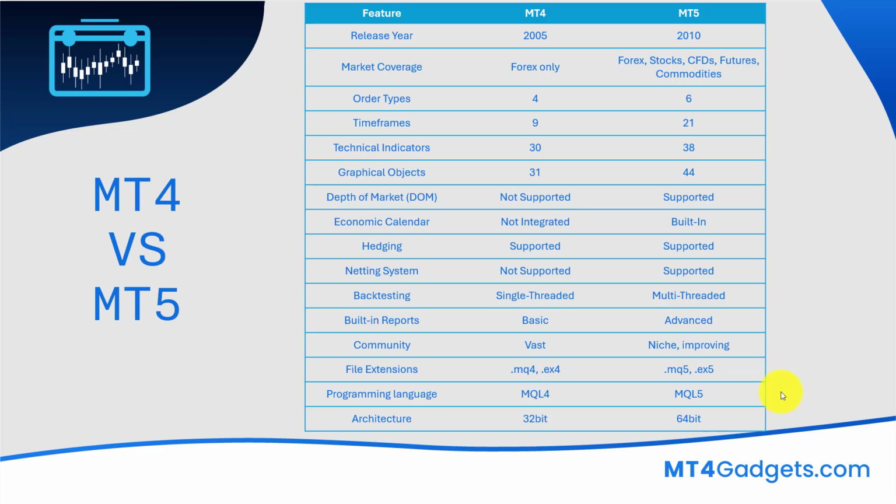Lastly, architecture. So architecture in MetaTrader 4 is the traditional and classic 32-bit, while MT5 has the 64-bit. That gives you a bit more performance in terms of memory usage and allocation, and that's why MetaTrader 5 is more advanced.